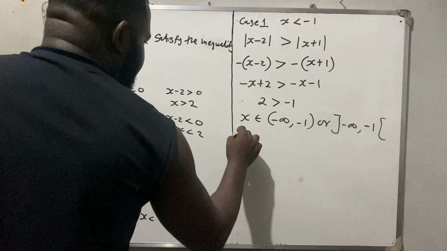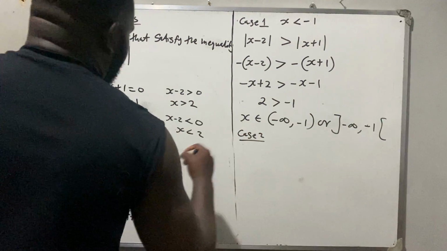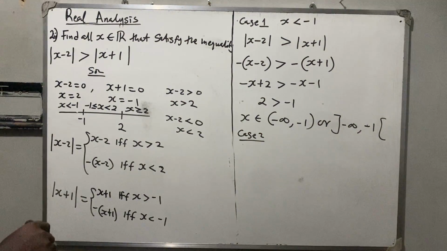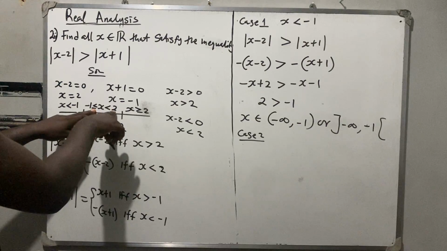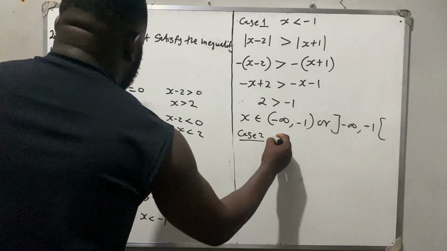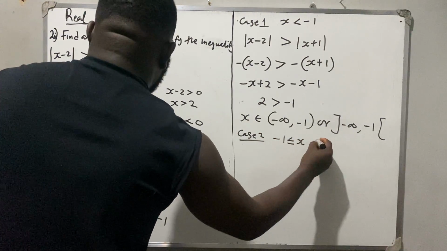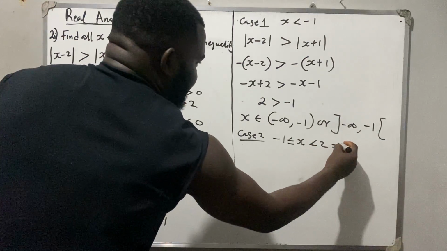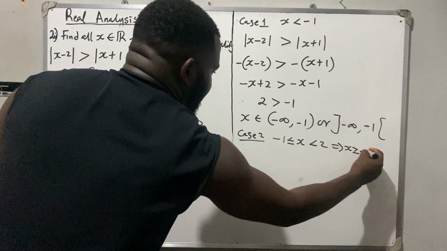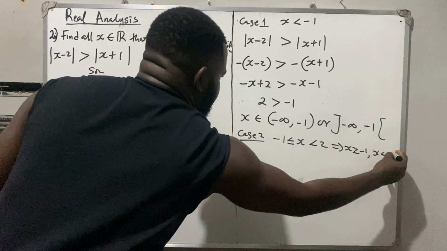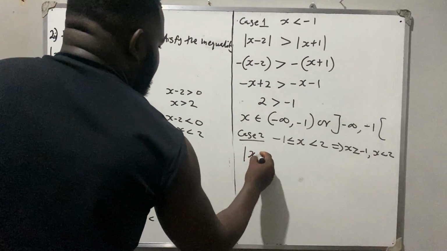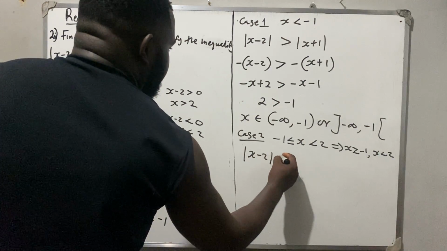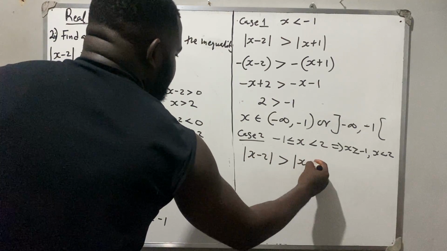Now for case 2, we have that x is greater than or equal to minus 1, but less than or equal to 2. So we have that minus 1 is less than or equal to x, which is less than 2. So this implies that x is greater than or equal to minus 1, and x is less than 2. That's the implication. So if we do the same thing here, the absolute value of x minus 2 is greater than the absolute value of x plus 1.